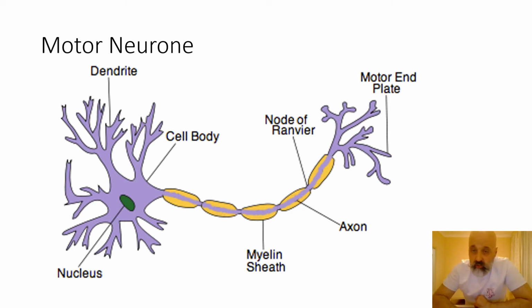And then at the end of the motor nerve plate, they're actually linked to muscles, because what a motor neuron does, as the name suggests, is it controls your movement. This may not be the movement of your arms, it may be the movement of the muscles in the eye or something like that.